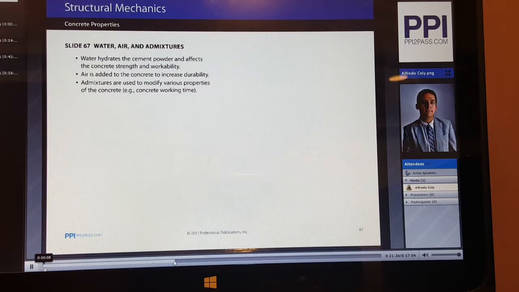With some quality restrictions, the American Concrete Institute, known as ACI, allows for non-potable water to be used in concrete mixing. Impurities in water may affect the setting time, the strength, and the corrosion resistance of concrete. Admixtures modify the performance of concrete.